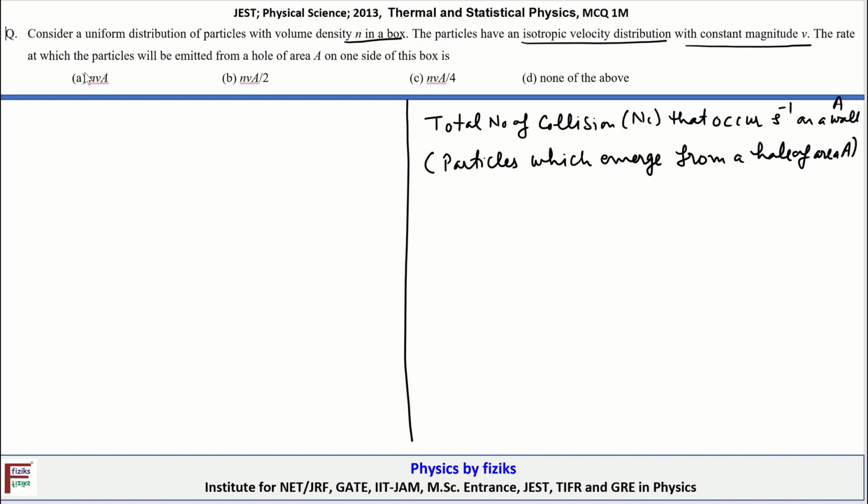So here basically what we require is the one dimensional probability distribution, which is given by f of Vx, that is equal to m upon 2 pi kT.